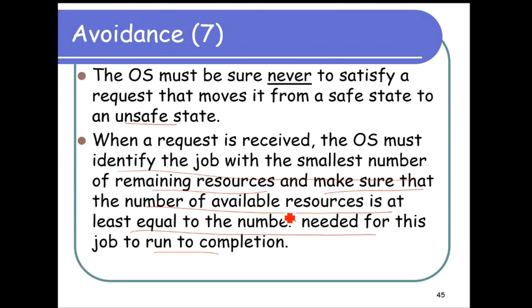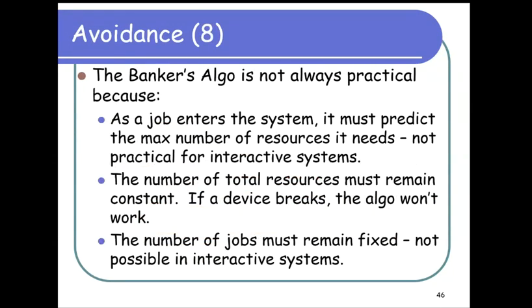Make sure that the number of available resources is at least equal, keyword equal, to the number needed for this job to run to completion. Again, this Banker's algorithm was created around 1950, so it's like around 60 years ago. Of course, at that time it was brilliant, but from this we can learn it's not practical.